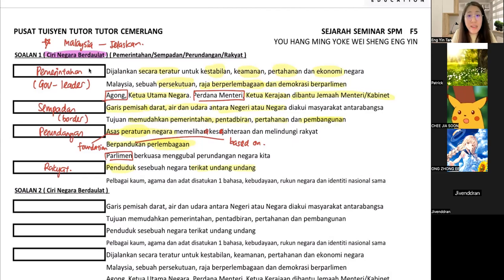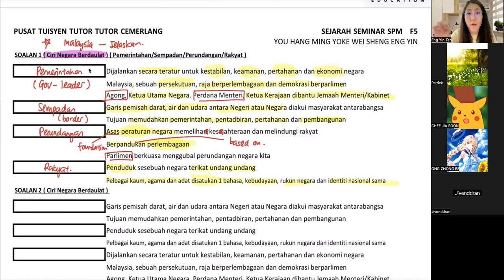And then Malaysia dekat sini kan, we have a lot of different backgrounds, agama, kaum, adat. So you can see we disatukan macam mana? Using satu language, satu bahasa, kebudayaan, rukun negara, identity national yang sama. Identity means we share the same identity lah, means we are all Malaysian. Boleh faham?